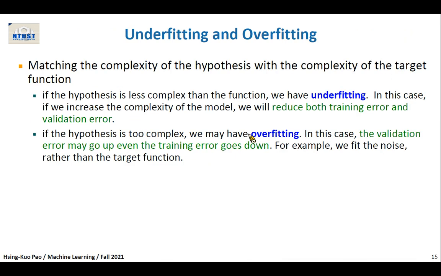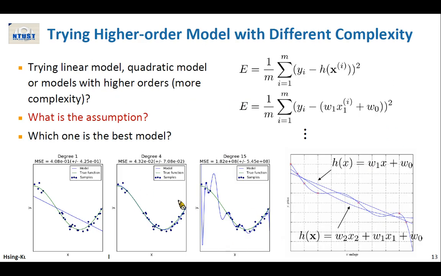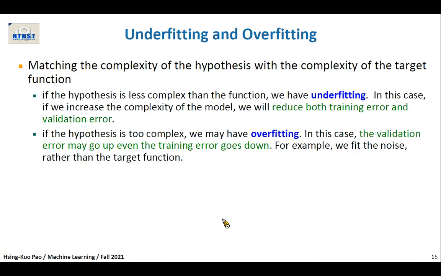Then here we talk about underfitting and overfitting. Underfitting is when the hypothesis is less complex than the true function. Overfitting is the other way around: the hypothesis is too complicated. Maybe we don't need such a very complicated model. We already talked about this one. This case is underfitting, and this case is overfitting.